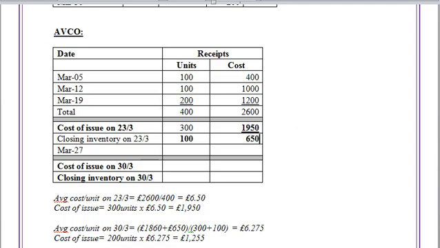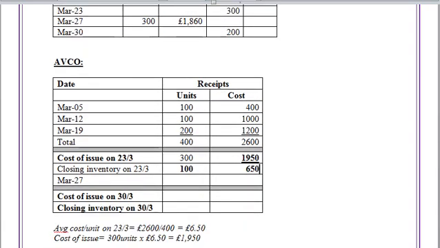Then on the 27th of March, you received 300 units of inventory, which cost us £1,860. That implies to me that you have some more inventory that came in. You also have closing inventory from the past period, which you have not yet used up. So when you come to issue out inventory on the 30th of March, I then have to identify what is my average cost per unit on the 30th of March? Because you need to recalculate your average cost, because don't forget, you've received some more inventory now, so you cannot use the same £6.50 anymore.